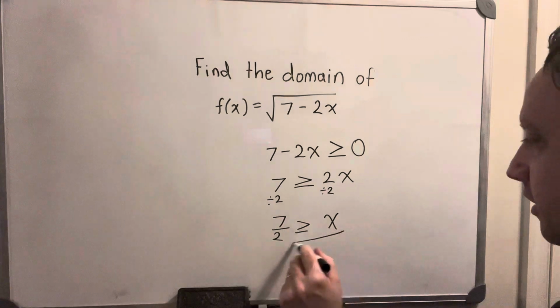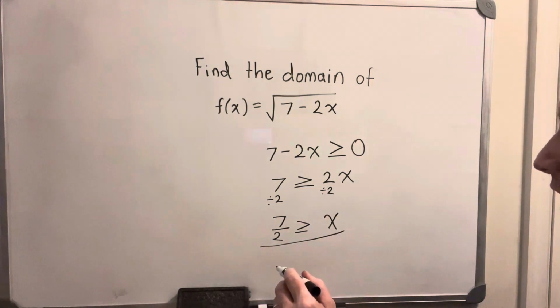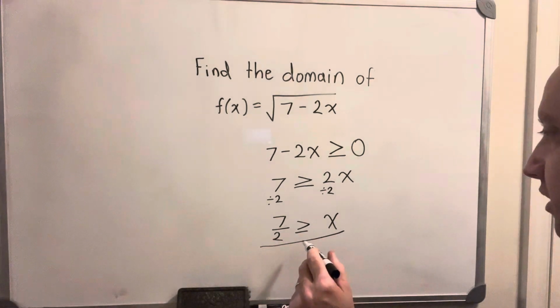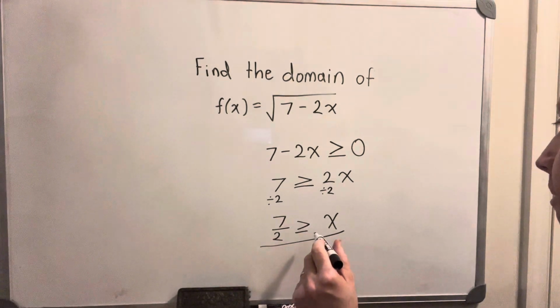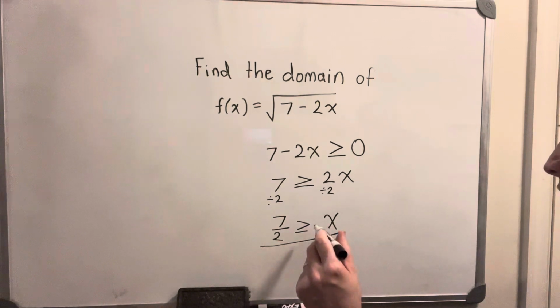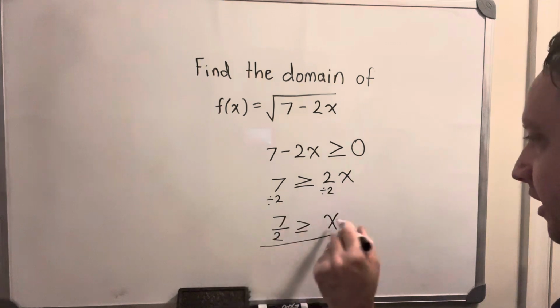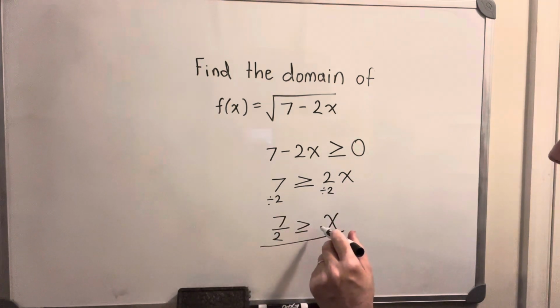So this means that x always has to be greater than or equal to 7 halves. Or less than or equal to. I'm sorry, I've been saying the wrong words. X has to be less than or equal to 7 halves.